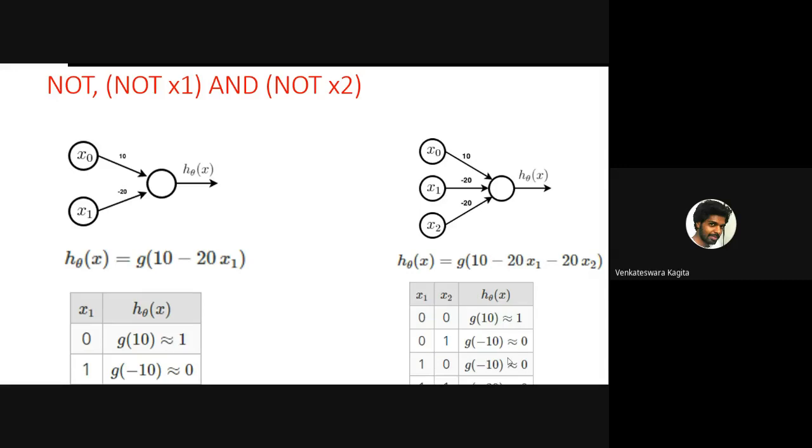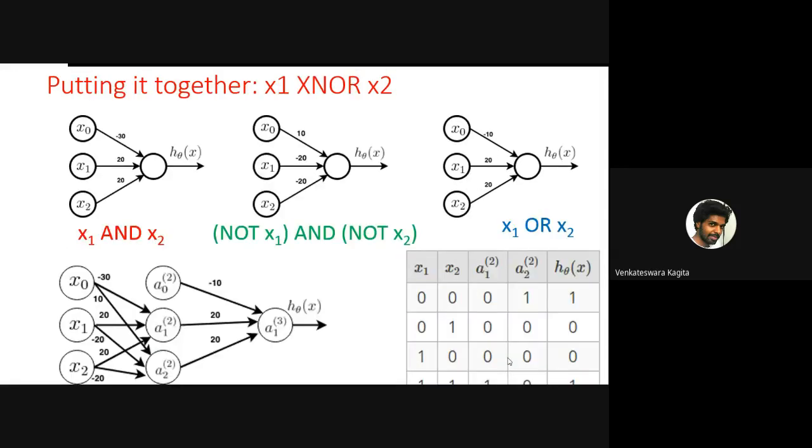Now the question is, can I combine multiple linear models to get a nonlinear model? So how do I do that? This is how I can do it. If I see these are the inputs x0, x1 and x2, and this is the AND gate with weights minus 30, 20 and 20. So this is the AND gate, isn't it?